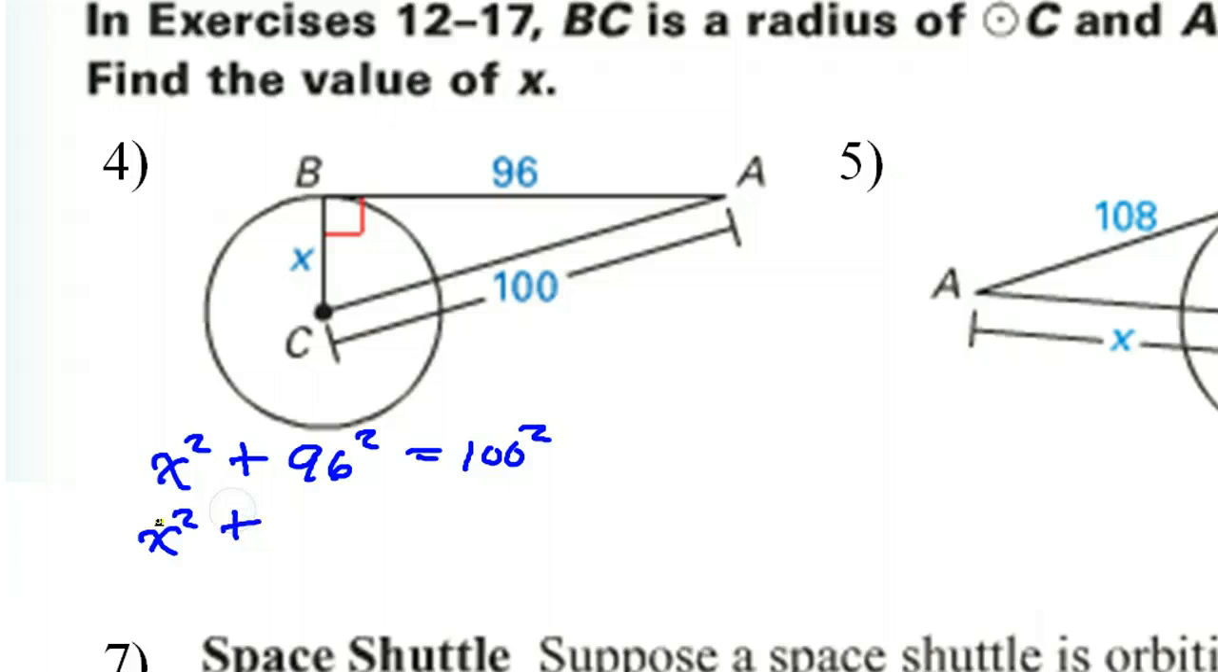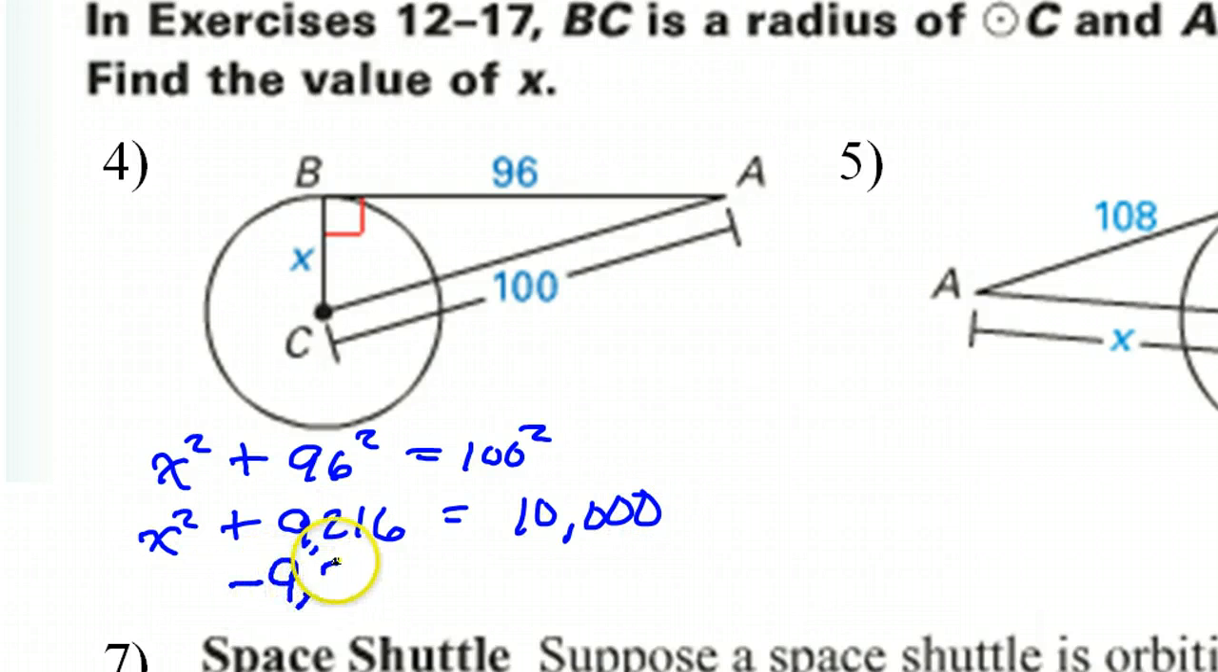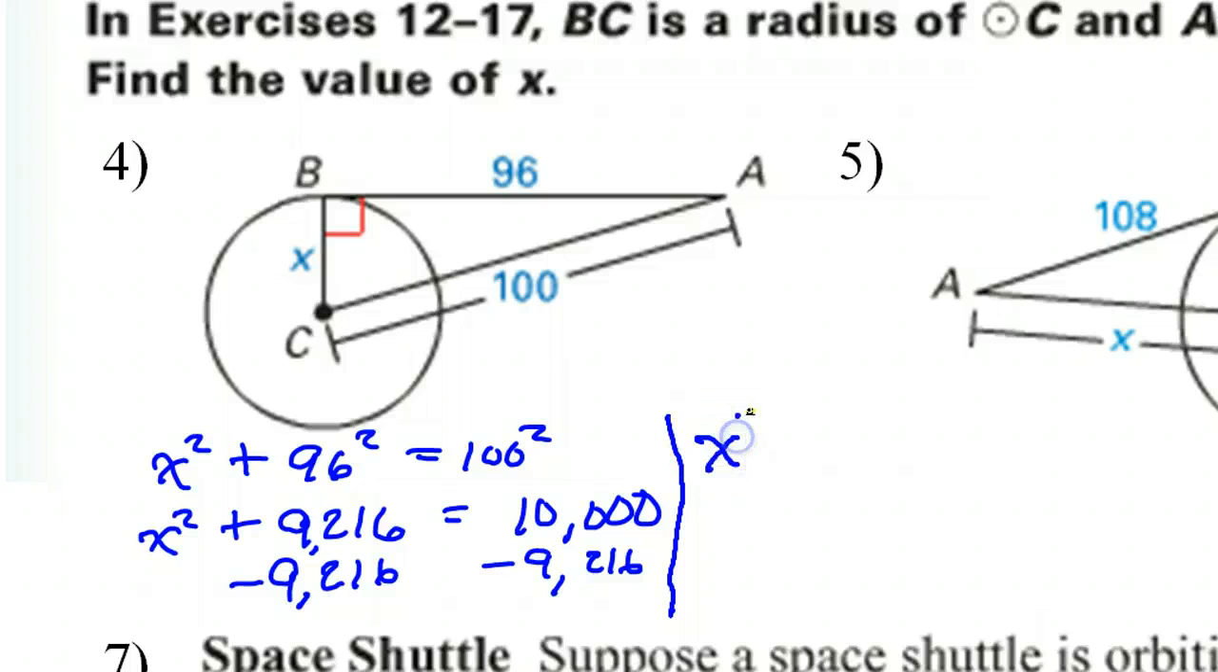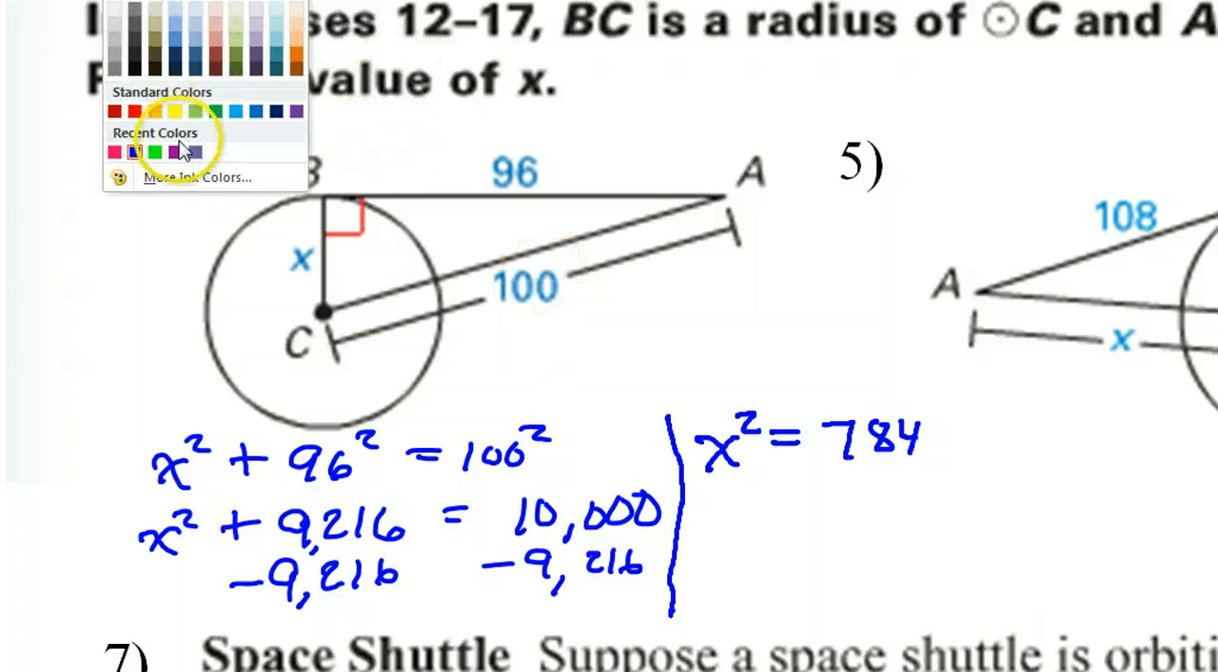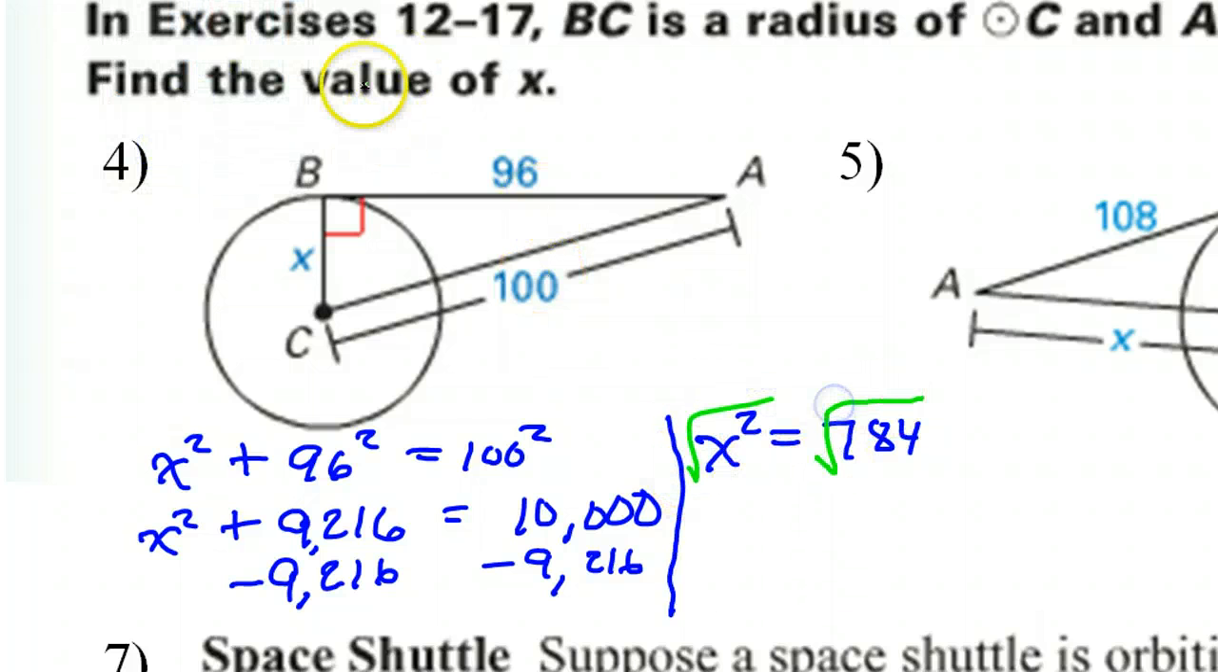Okay, so x squared plus 9,216 equals 10,000. Alright, then we will subtract 9,216 from both sides. That gives us x squared is equal to 784. We take the square root of both sides, and we get, let's see, the square root of 784 is 28. So x is equal to 28.